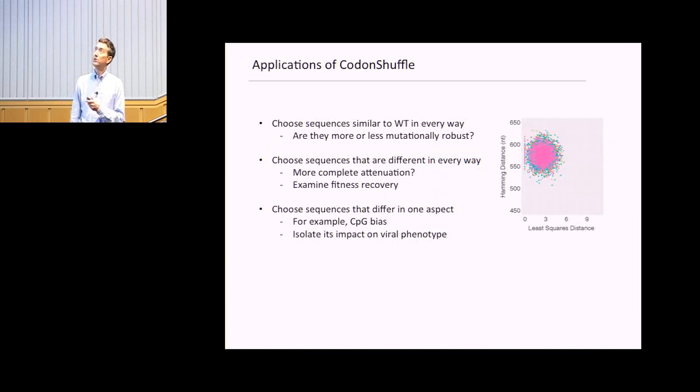So one is you could use it to choose sequences that are similar to wild type in every way and ask, are they more or less mutationally robust? And that, of course, was what got us into this in the first place. So that's one thing we're interested in. How about you could also say, well, we could choose sequences that are different in every way. You could say, I want to pick a sequence that's over here, that's different in its codon pair bias and its dinucleotide bias and everything. It's just completely different from wild type. And you're like, well, why would you want to do that?